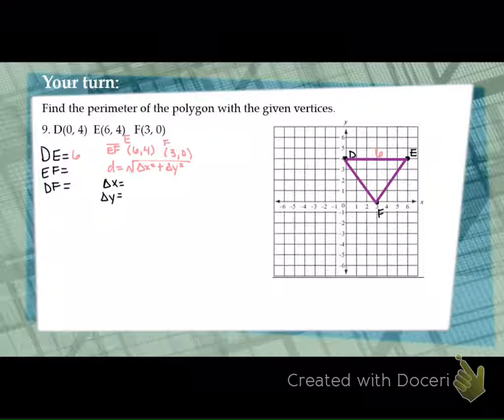So Madison, for EF, what is the change in x from 6 to 3? 3. Good. And Melinda, what is the change in y from 4 to 0? 4. And it's always positive, so if you think negative 4 at first, just make it positive, okay? That's completely fine.